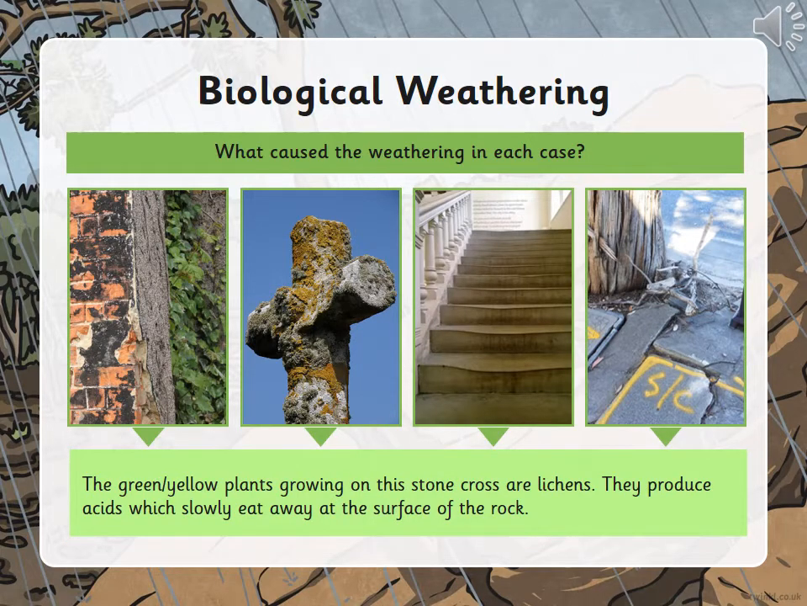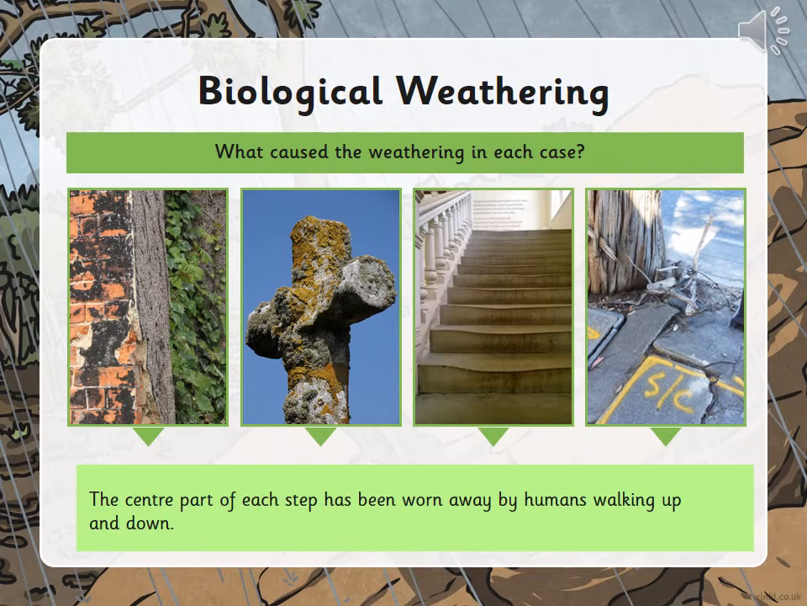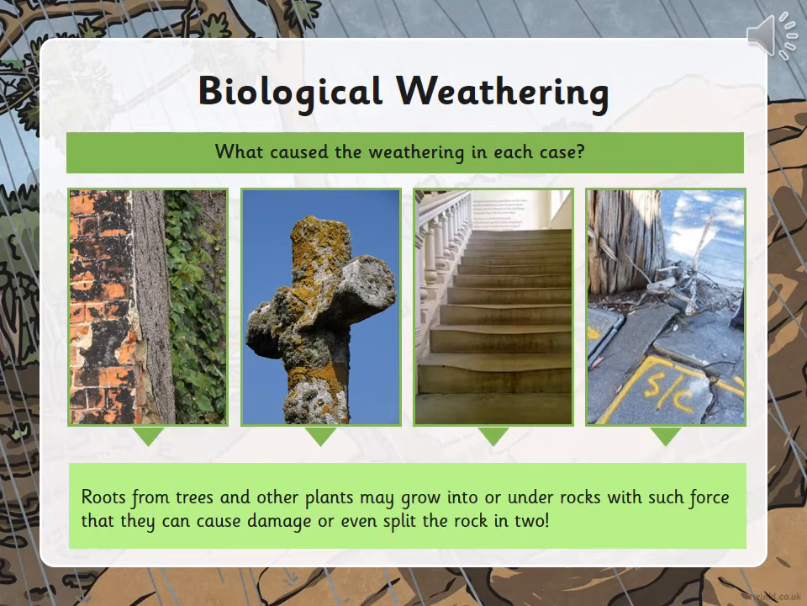Next, the green and yellow plants growing on the stone cross are lichens. They produce acid which slowly eats away at the surface of the rock. Next, the centre part of each step has been worn away by humans walking up and down. And finally, roots from trees and other plants may grow into or under rocks with such force that they can cause damage or even split the rock in two.